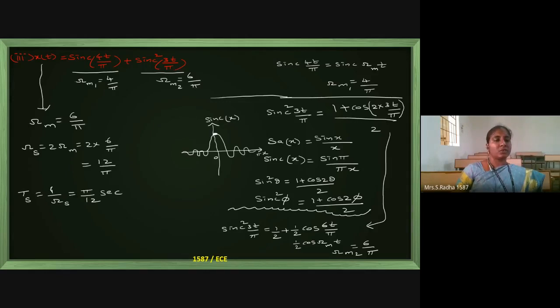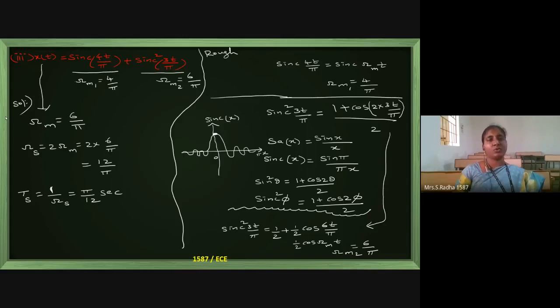So the left side is the solution; the right side is just for discussion, for a basic idea. Only on the left side do we have the actual solution of the problem. For every term we have to find the maximum frequency. Then the overall maximum becomes the maximum frequency for the given signal x of t, and that is 6 by pi in our case. So 2 times the maximum frequency equals the Nyquist rate, or sampling rate, or sampling frequency. The Nyquist interval Ts we got as pi by 12 seconds.